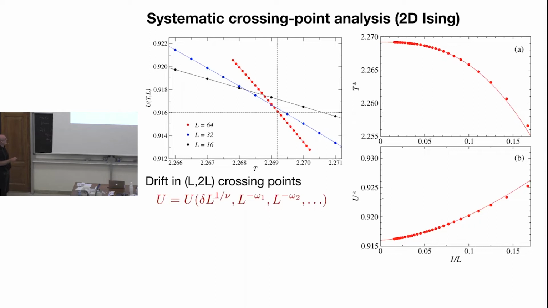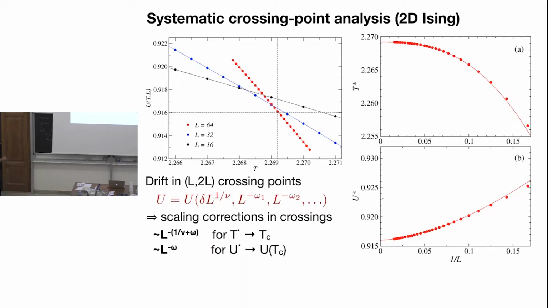So let's look at some actual crossing points of these. Here I plot crossing points between L and 2L, exactly as I say here. So for example, in between 16 and 32, it would be somewhere there. And between 32 and 64, it would be there, and so on. So here is the vertical crossing point as a function of 1 over L, and here the horizontal crossing point, which is the temperature and the actual Binder value, that one.